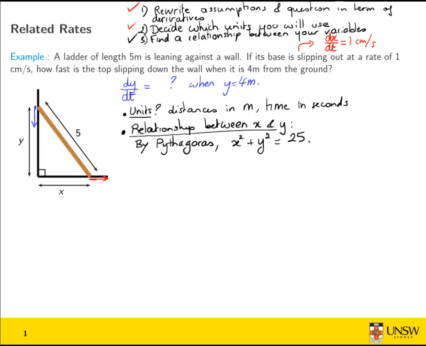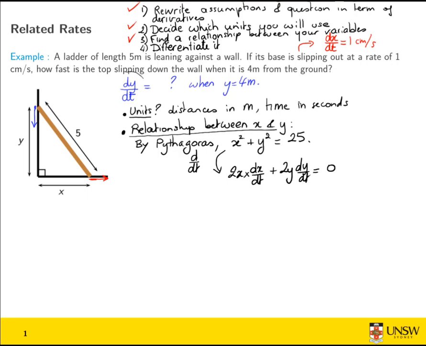Now our goal is to find a relationship between the derivatives, really. So what we will do is take the derivative of the relationship we just wrote with respect to time. And this way a dx dt will pop up, and so will a dy dt. When we differentiate with respect to t, now we get 2x times dx dt, the chain rule as usual, plus 2y dy dt, and the derivative of the right hand side will just be 0.